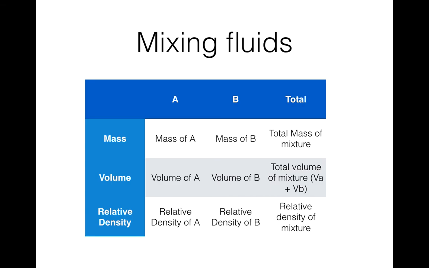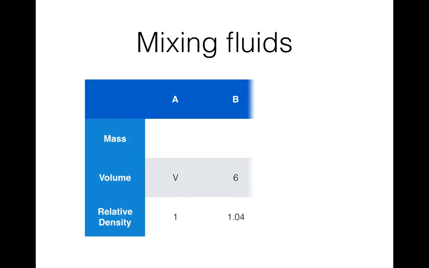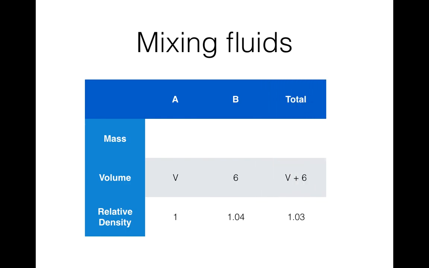Okay, so let me show you how it's going to work. So you guys will take a look at question 1.7b. We'll read it out there. And I'm going to fill in my table. We know that the volume of B is equal to 6. We don't know the volume of A, we're looking for it, so we just call it V, which means then that the total volume of the mixture is V plus 6. And what we know is the relative density of A is 1 because it's water, the relative density of B is 1.04, and the relative density of the mixture is 1.03.